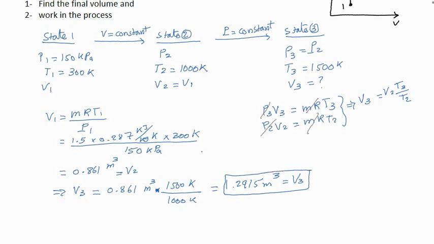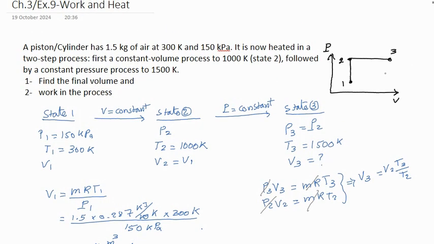So now we need to calculate the work in the process, and the work can be found, which is the area under the process 2-3. We know very well that the pressure given at state 1 is 150 kilopascal, but this is no use for us because we are looking for pressure 2. If we know pressure 2, this means we know the constant pressure that this process is occurring at, and then later we can find the area. So we need to find pressure 2.